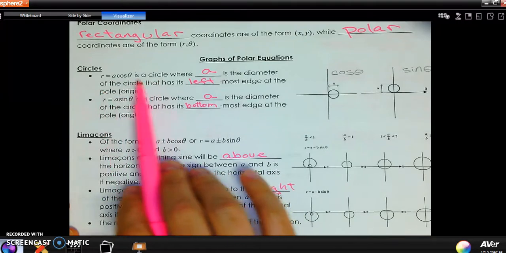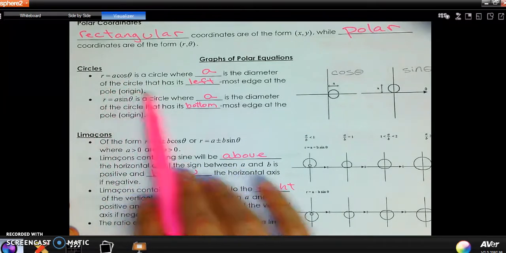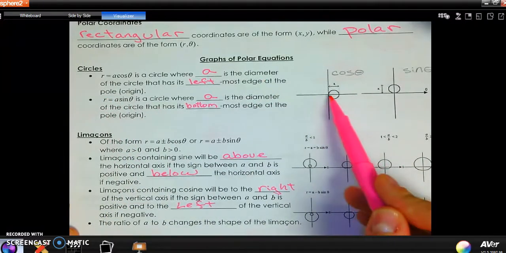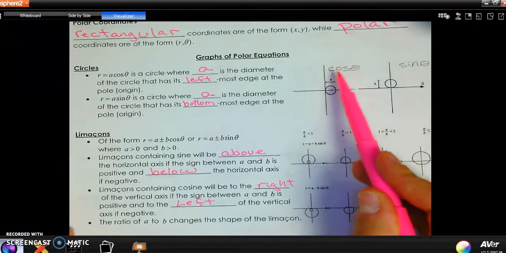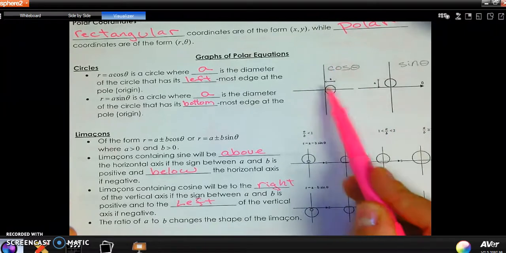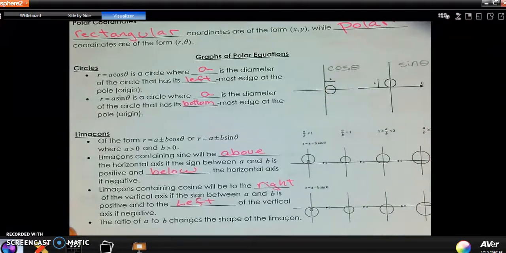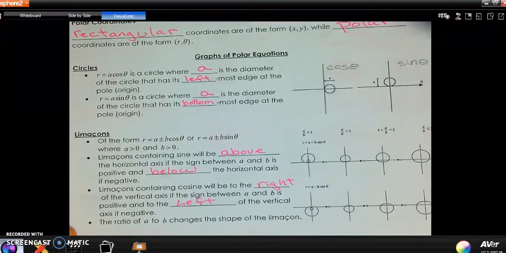And when it's a cosine, the circle has the leftmost edge at the pole, or the origin in this case. So here would be an example of, maybe this is 2 cos theta, and this would be a diameter of 2. And notice that its leftmost point is at the origin there.